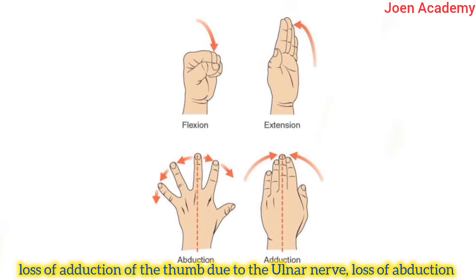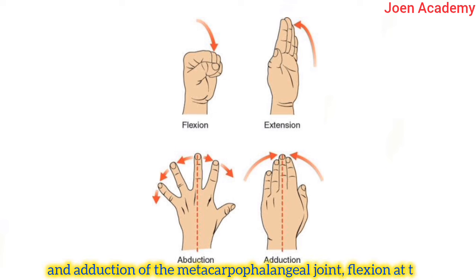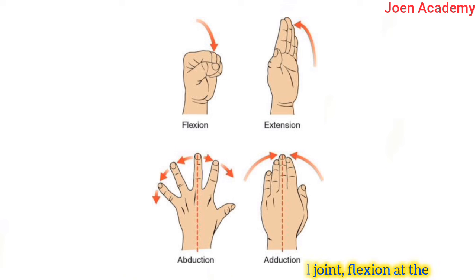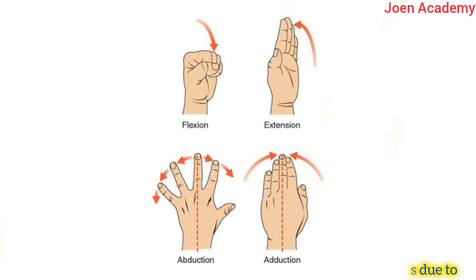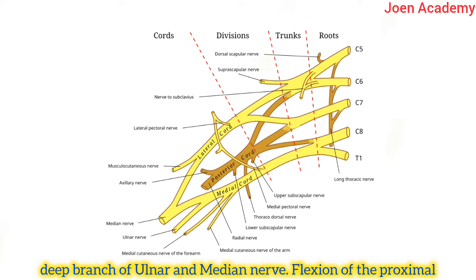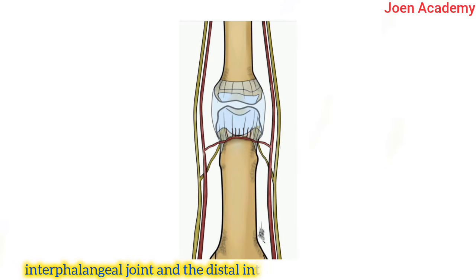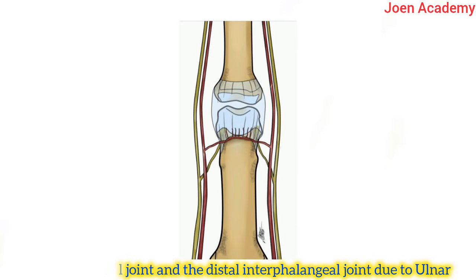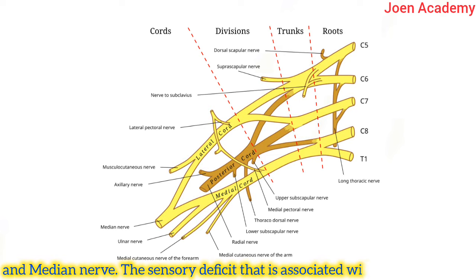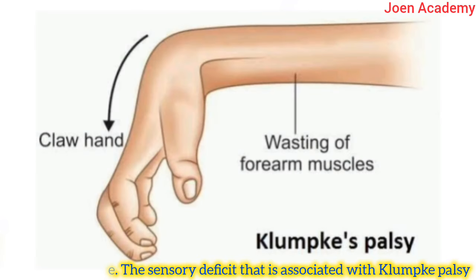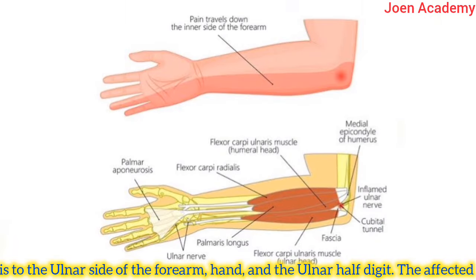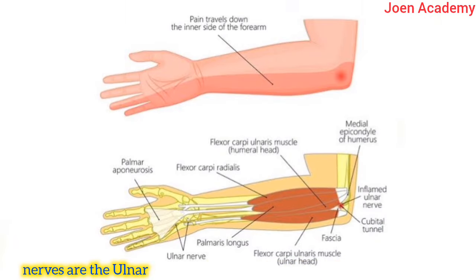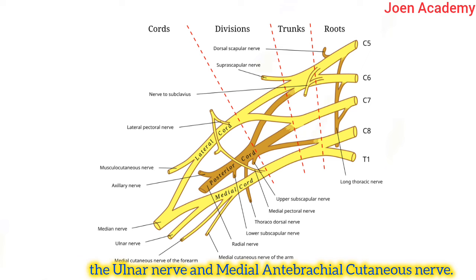of adduction of the thumb due to the ulnar nerve, loss of abduction and adduction of the metacarpophalangeal joints, flexion at the metacarpophalangeal and extension at the interphalangeal joint due to deep branch of ulnar and median nerve, flexion of the proximal interphalangeal joint and the distal interphalangeal joint due to ulnar and median nerve. The sensory deficit that is associated with Klumpke palsy is to the ulnar side of the forearm, hand, and the ulnar half digits. The affected nerves are the ulnar nerve and medial antebrachial cutaneous nerve.